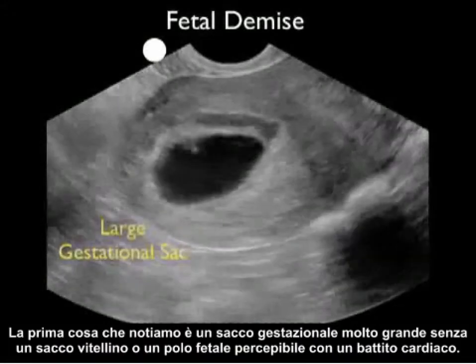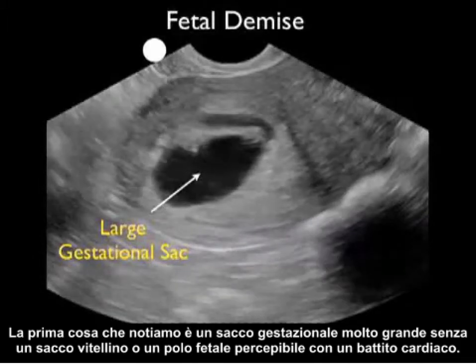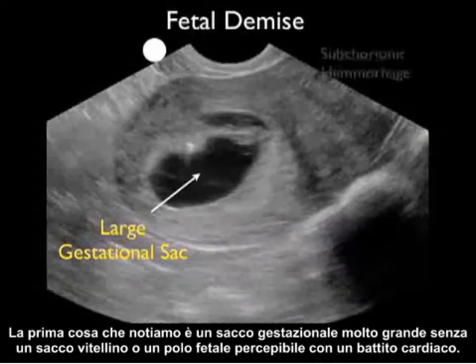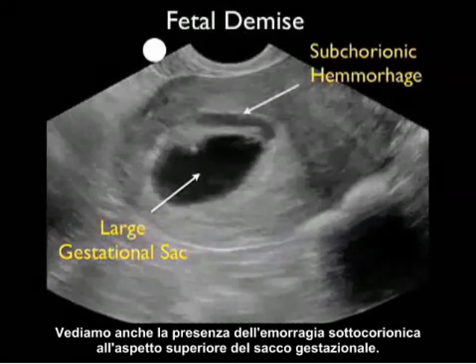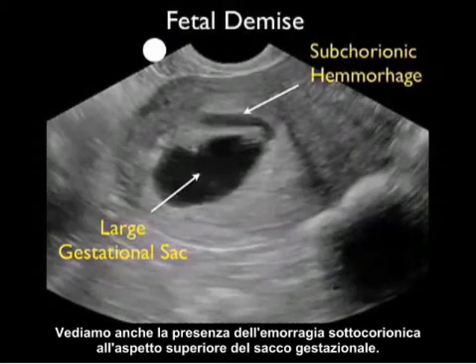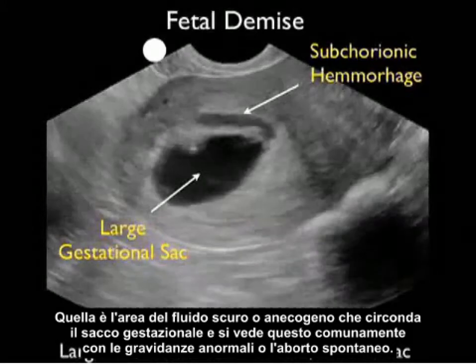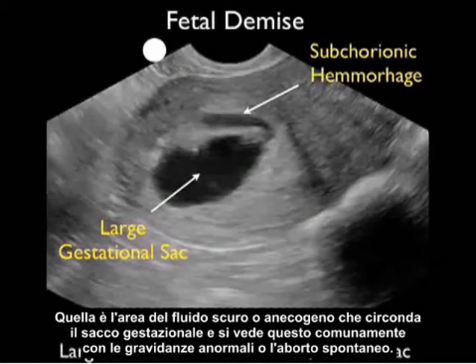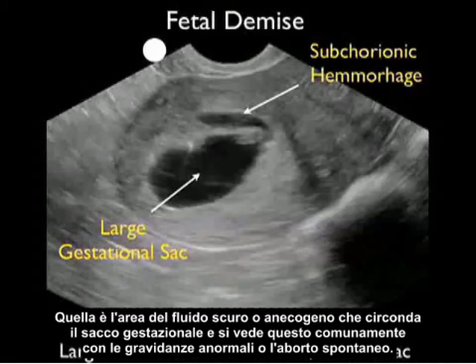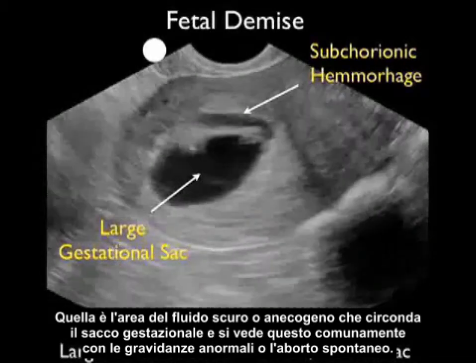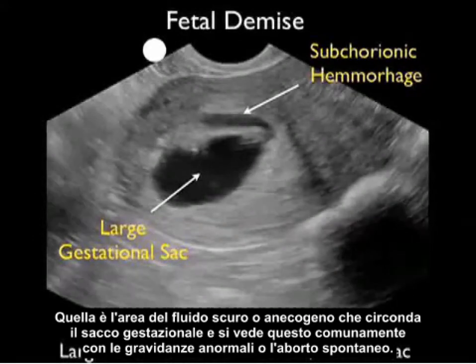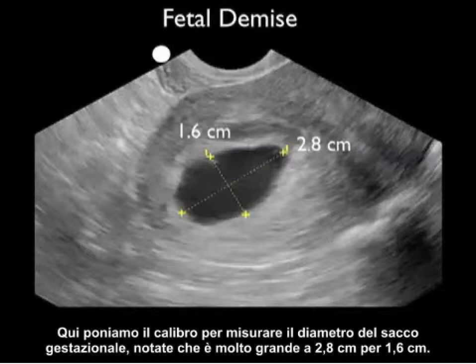The first thing we notice is a very large gestational sac without a yolk sac or discernible fetal pole with heartbeat. We also see the presence of subchorionic hemorrhage to the superior aspect of the gestational sac. That's that area of dark or anechoic fluid surrounding the gestational sac, and this is seen commonly with abnormal pregnancies or spontaneous miscarriage.